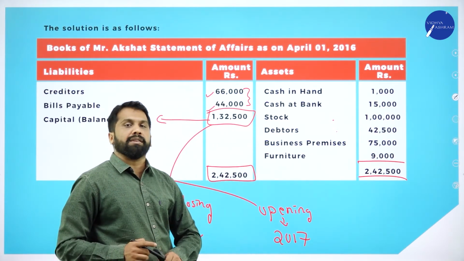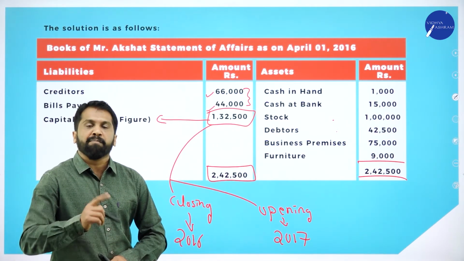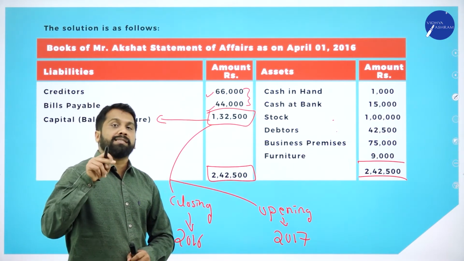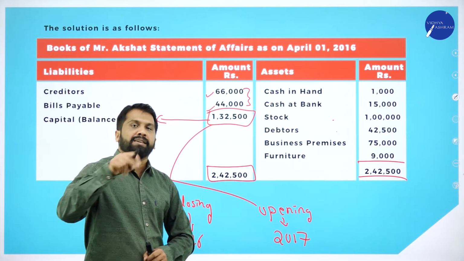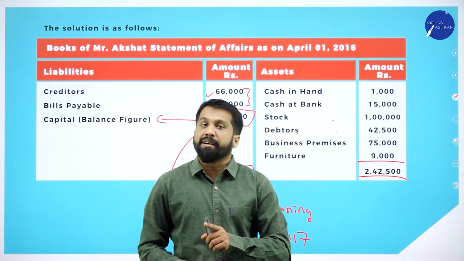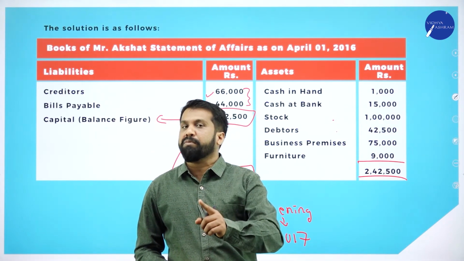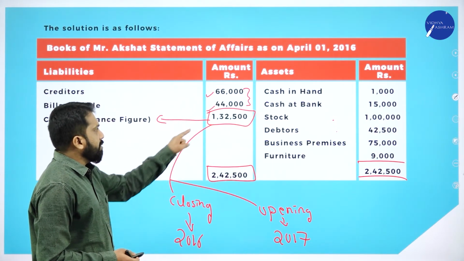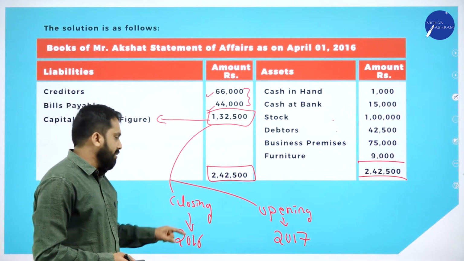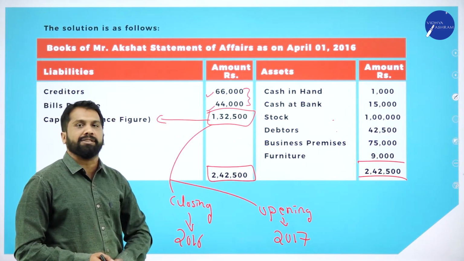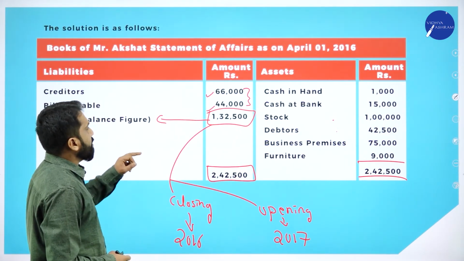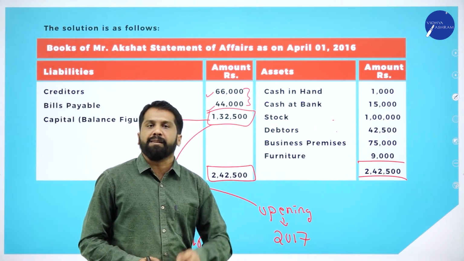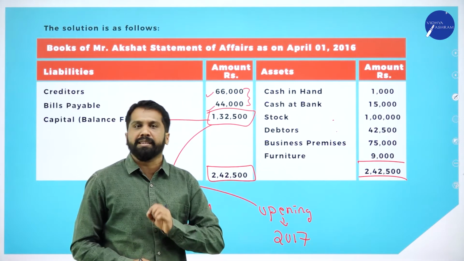Today you have 100 rupees before you go to bed. Tomorrow morning, it will be what? Same 100. The same 100 rupees is today's closing cash, and tomorrow morning it will be the opening cash. Similarly, 1,32,500 is the closing for 2016, and the same 1,32,500 is opening for 2017. Hope you are clear.